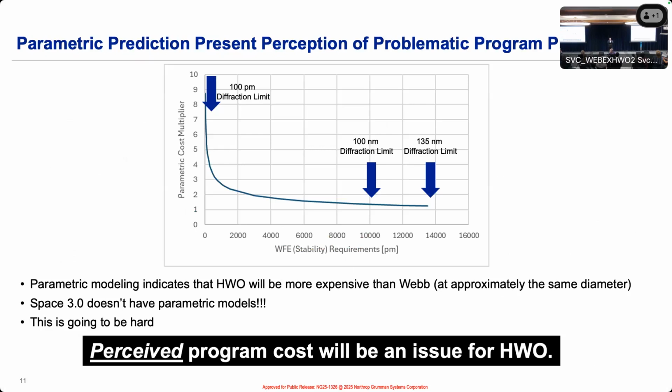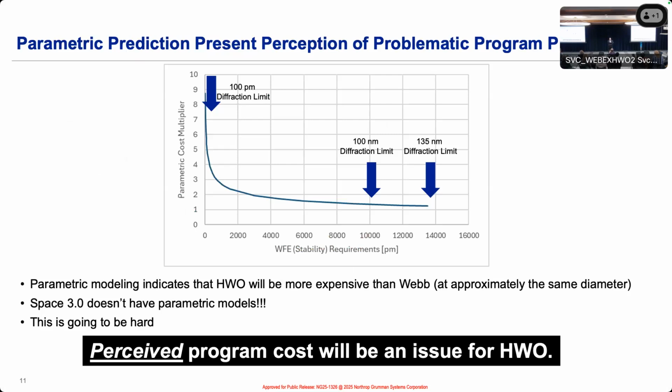There's also parametric models that basically don't apply. So what I did is I took Phil's cost model and I put in a few parameters for what might be the limiting wavelength and showing a cost multiplier relative to JWST. So however you define it, people might say, oh, well, that stability is like trying to build a 100 picometer diffraction limited telescope, which in some respects it is, but probably not appropriate. And some people might say, well, don't even start HWO, it's going to be 12 times more expensive than Webb.